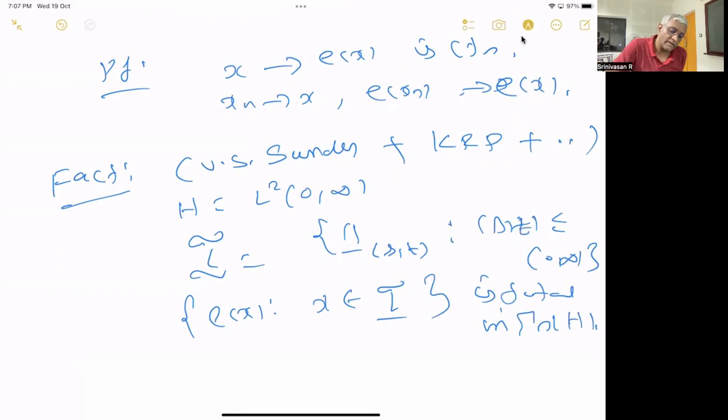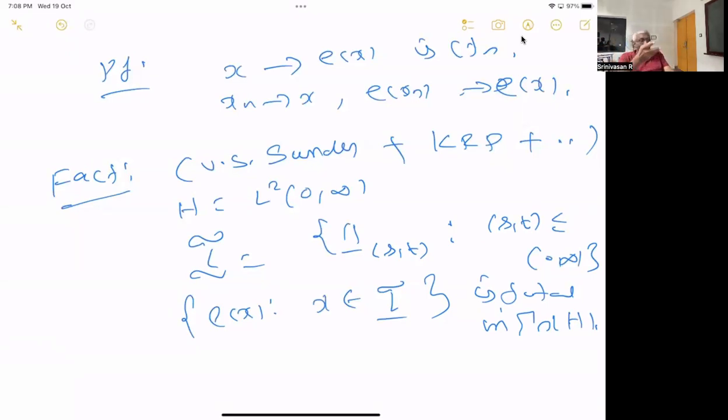S T is contained in 0 infinity. You take the indicator functions of intervals. They form a total subset. Using intervals, you can get any open set, and from open sets you can get any set in the Borel sigma algebra. So you get all indicator functions. I am just saying this; you have to prove it.